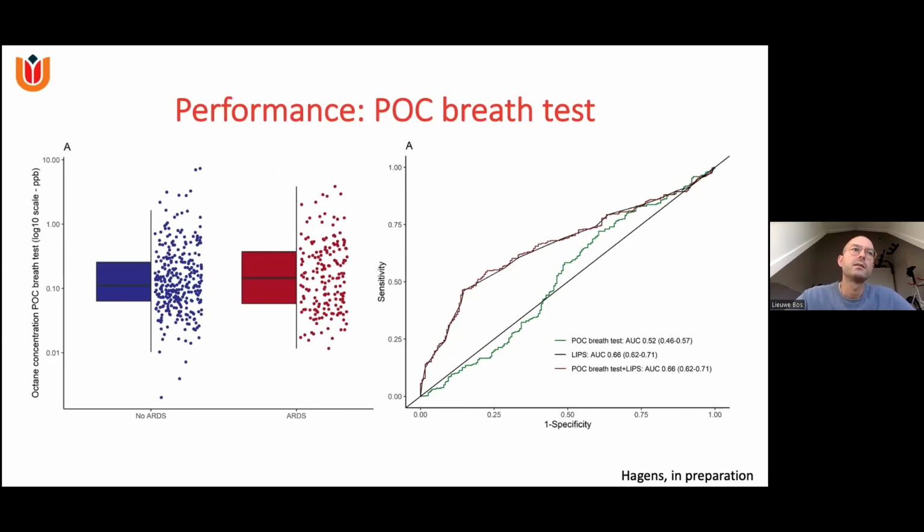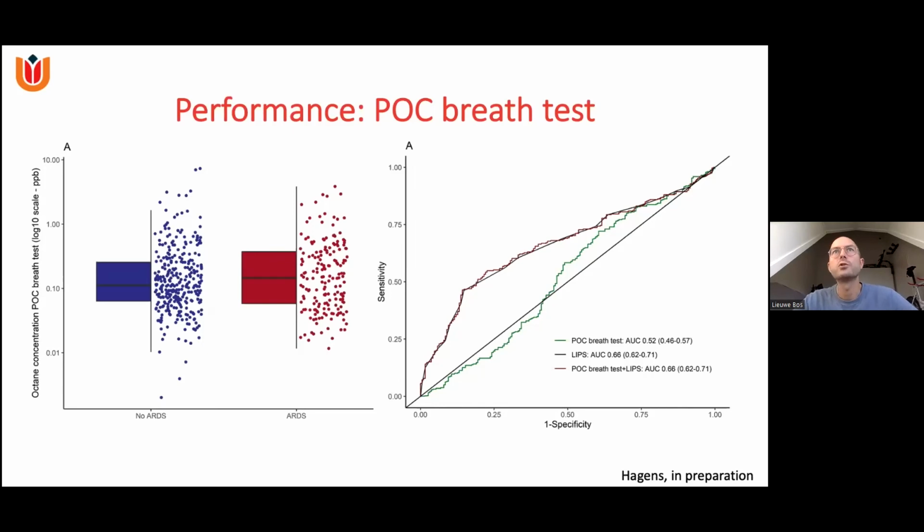When comparing the octane concentration in the point of care test between patients with ARDS and without ARDS, there was no difference whatsoever between the two groups, resulting also in an area under the curve for the ROC of 0.52, and the LIPS still had a moderately good performance of 0.66. And adding the breath test to the lung injury prediction score does not add anything.